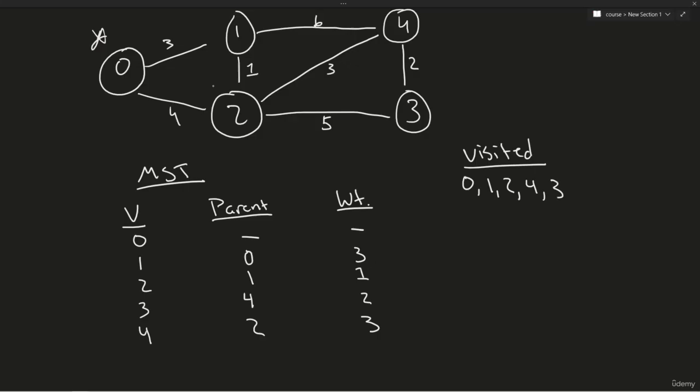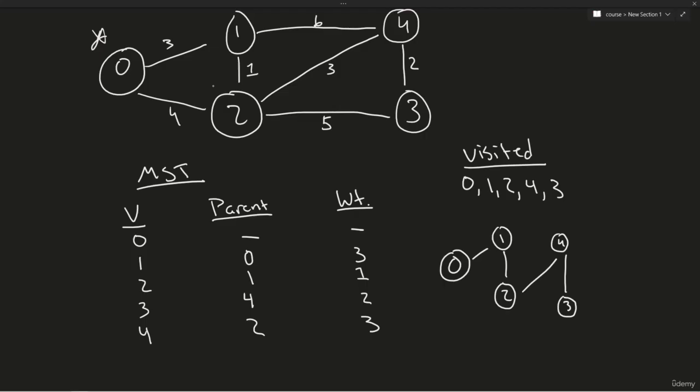And now we have a minimum spanning tree that looks something like this. So we go from 0 to 1, down to 2, to 4, and down to 3. And this is what our minimum spanning tree looks like in the solution.